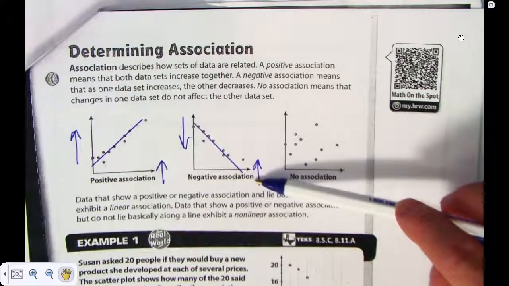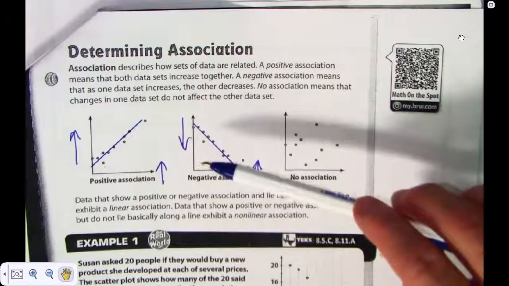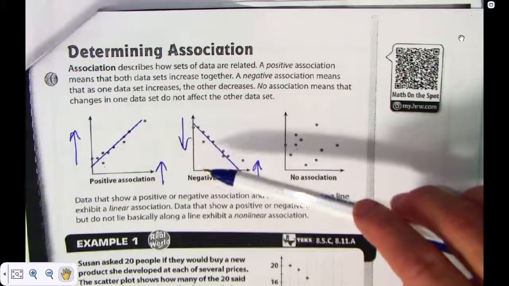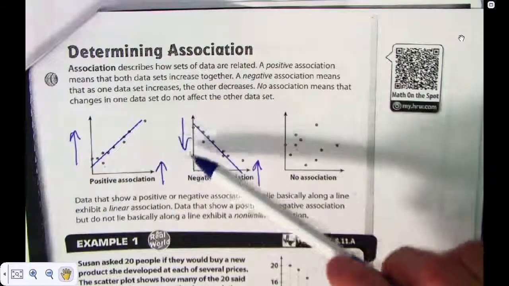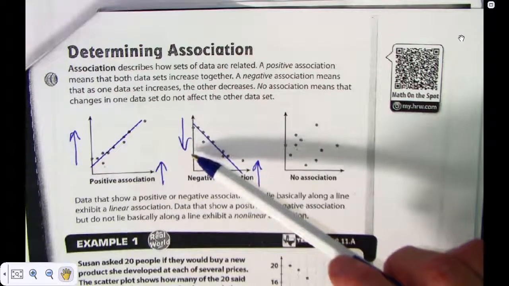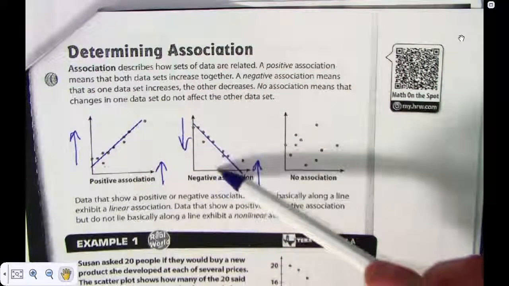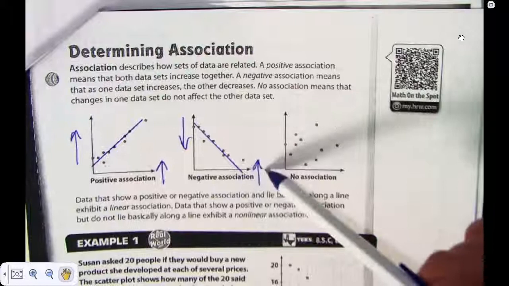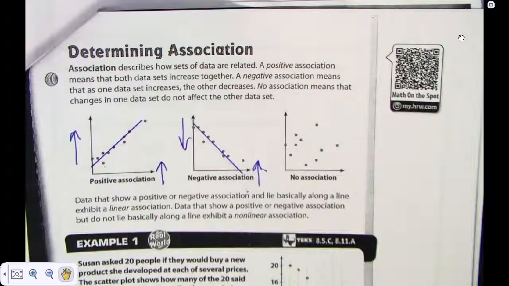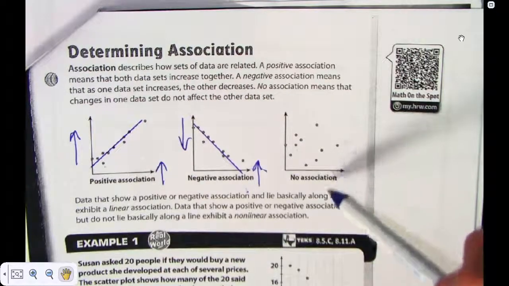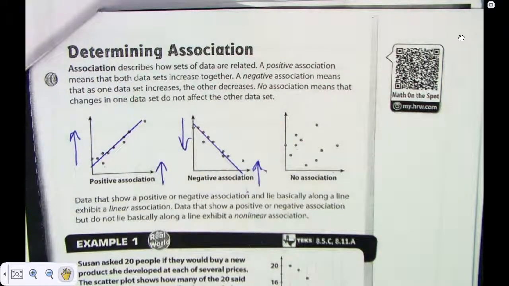Okay? So it doesn't have to be a bad thing. It could be bad or good. It just means that as one goes up, the other is going to come down. All right? The more hours you travel, the less distance you have to get home. Okay. Now, no association means, like we were talking about, your age and your number of pets.